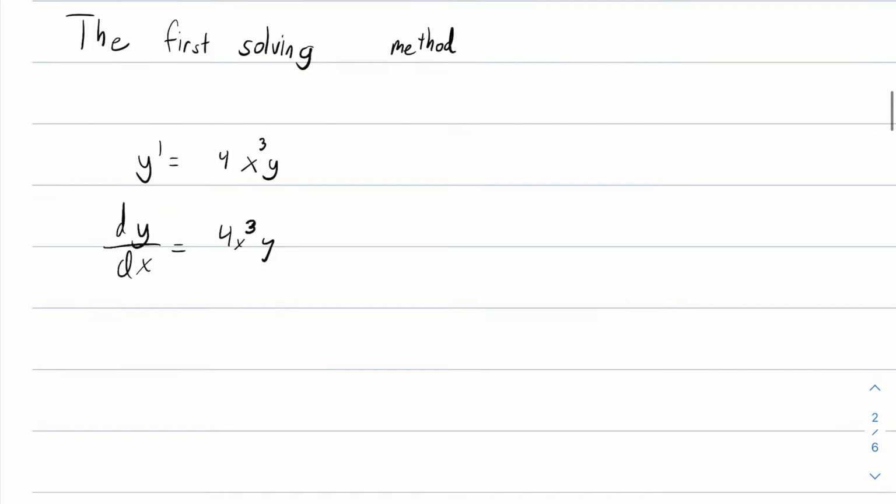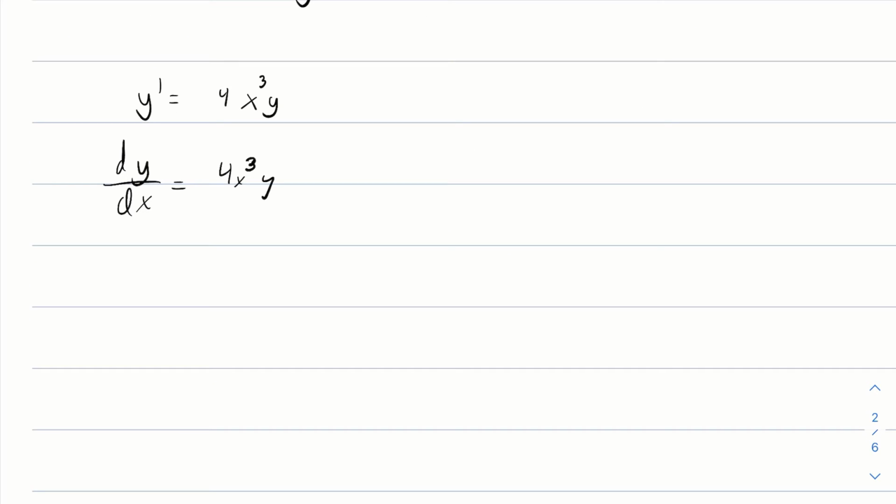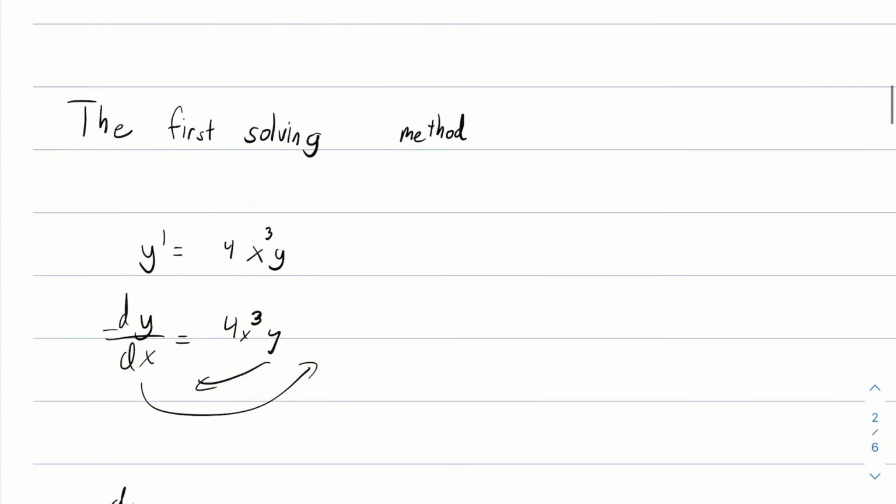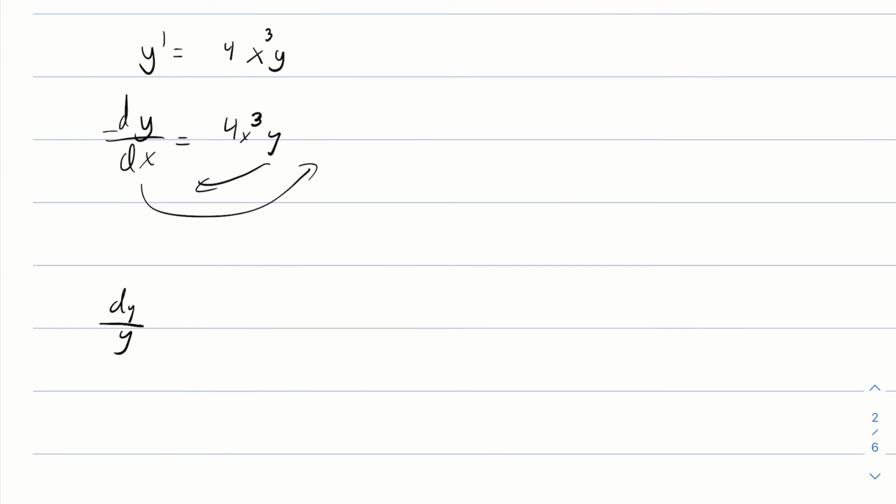Wow, that's a crappy 3. But anyways, what we can do here is put the y over here with dy, and multiply everything by dx to get dx over here. So we get 1 over y dy, my bad. Let me make that a little less confusing for you: 1 over y dy equals 4x to the third dx.